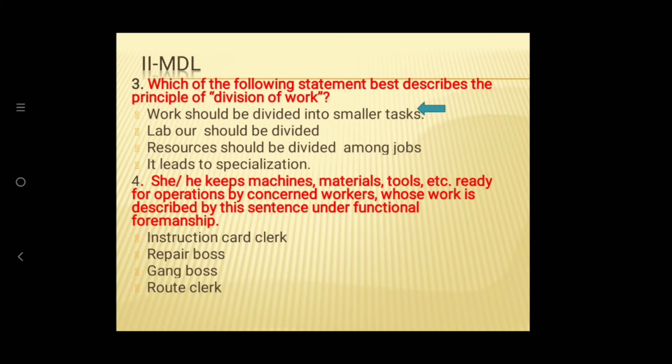Fourth question, she or he keeps machines, materials, tools, etc. ready for operations by concerned workers. Whose work is described by this sentence under functional foremanship? Option A, instruction card clerk, repair boss, gang boss, route clerk. Option C, gang boss.